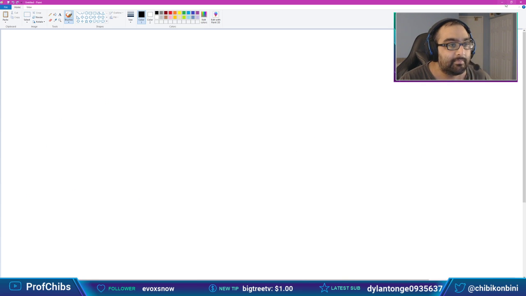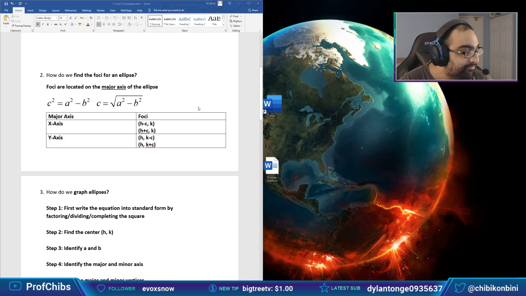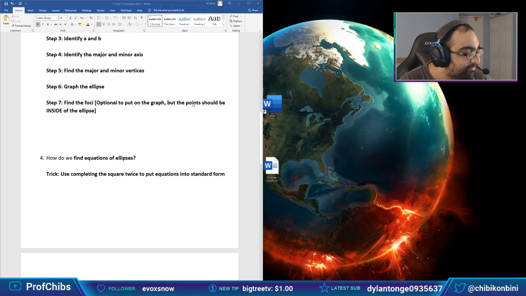Now, for the next one, I'm first going to go to our handout for a moment. On our handout, I put one other question, number 4: how do we find equations of ellipses? Now we're going to use a little trick here. We found one method to find the equation of an ellipse, by dividing all parts by 36, and then we solved for a and b and whatnot.